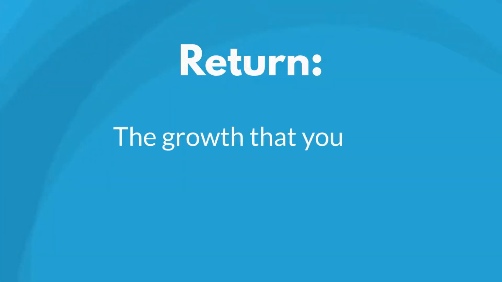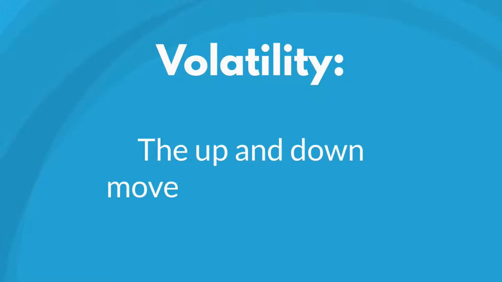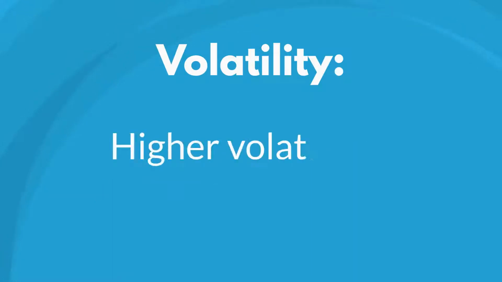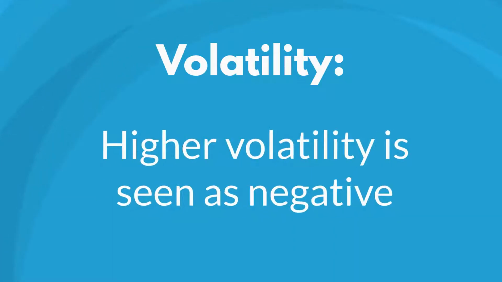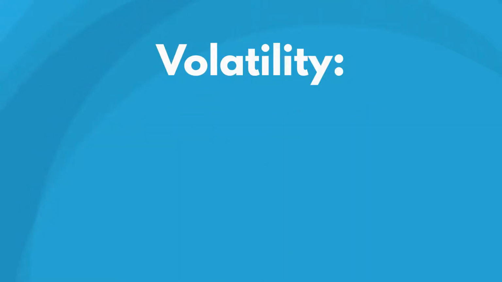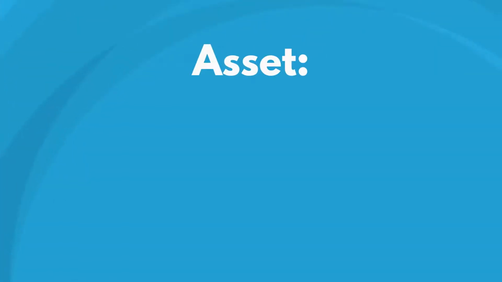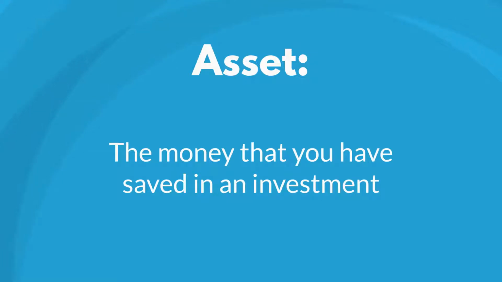Return is the growth that you will receive from your investment. Volatility is the up and down movement of an asset. Higher volatility is seen as negative. High volatility is large up and down movements for a period, while lower volatility is small movements compared to the large movements. An asset is the money that you have saved in an investment.